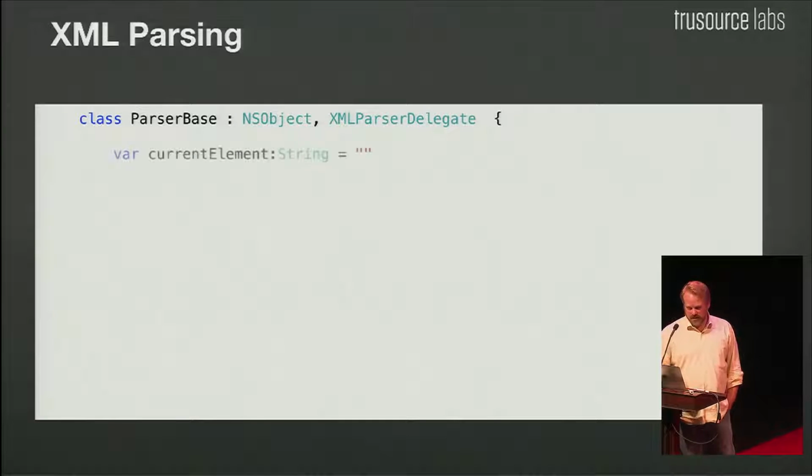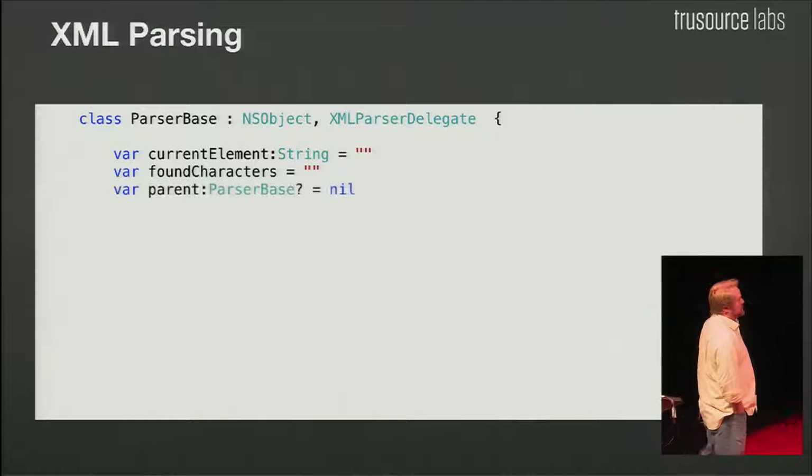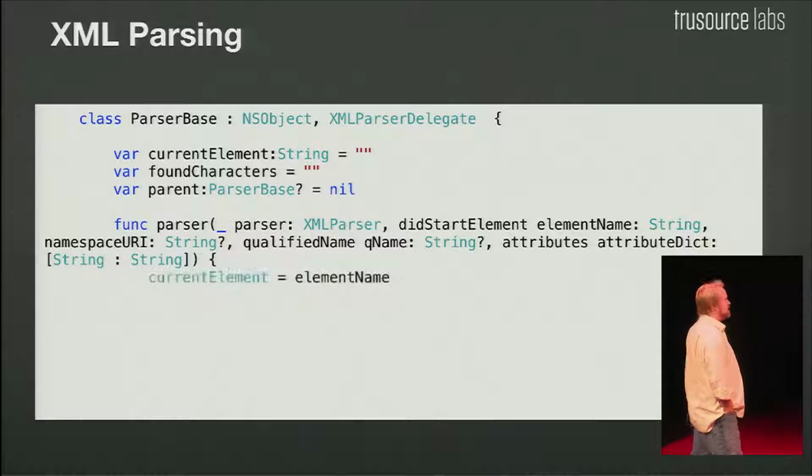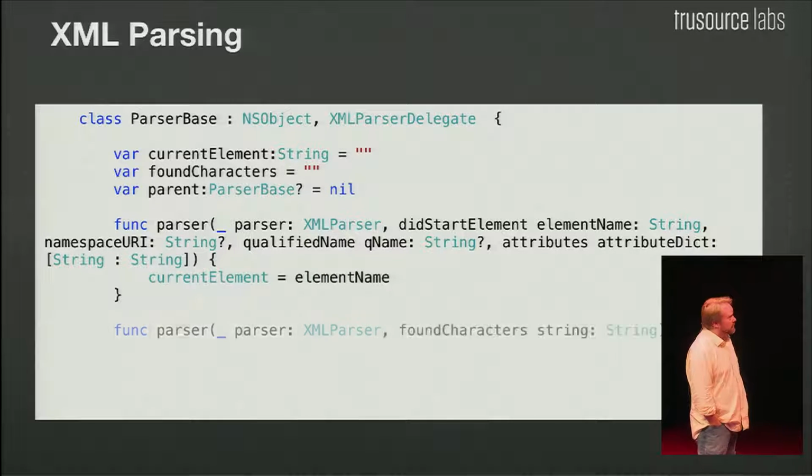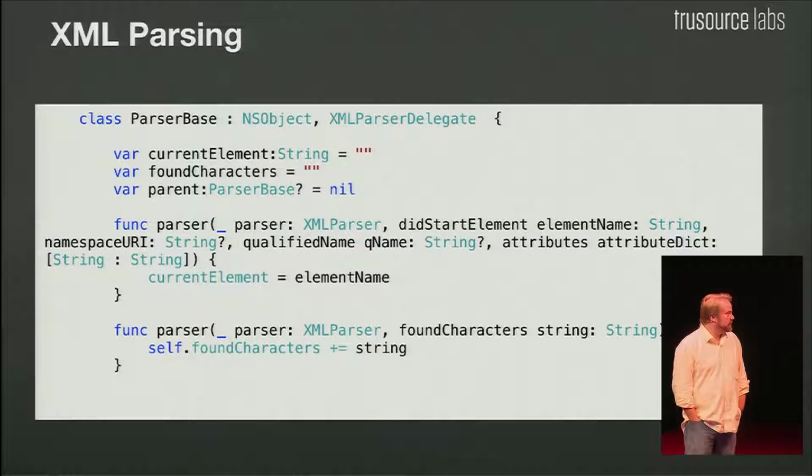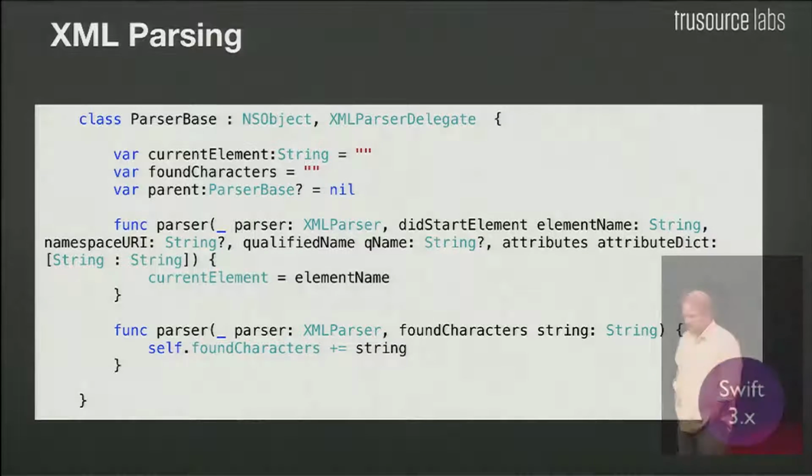Here's an example of an XML parser. It has itself as a delegate. It passes itself to itself. You've got to pick it up when it goes. But it's how you do it.